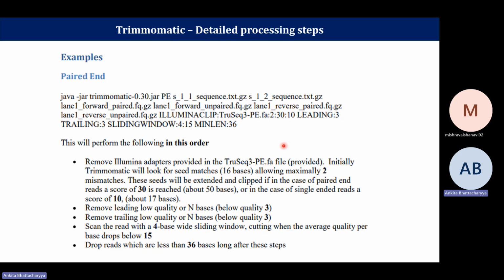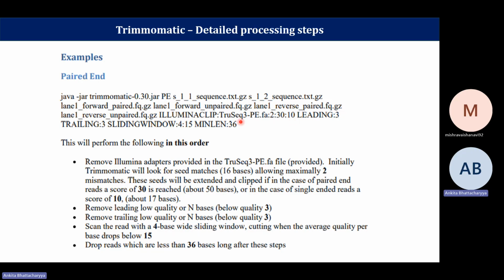And then what will it do? It will allow for a maximum of two mismatches, which is the first parameter you see here. Again, keep in mind this can all be adjusted based on what command you give to your tool, but these are the most default settings. Then the seeds will be extended and they will be clipped if it reaches a score of 30, or for single end reads if it reaches a score of 10. This is how Illumina clip is going to work. This is where the Illumina clip command ends.